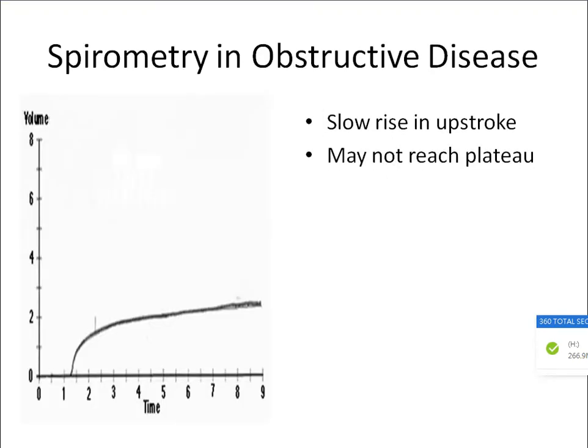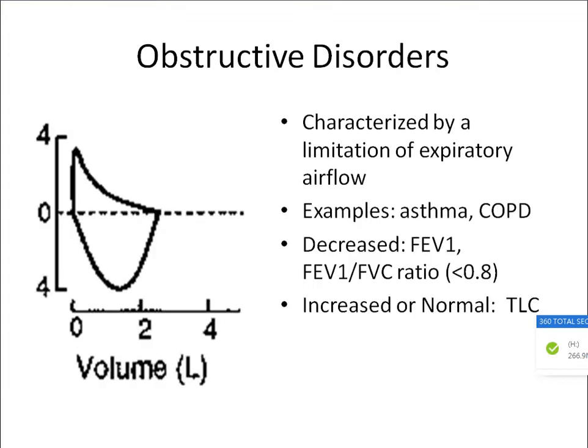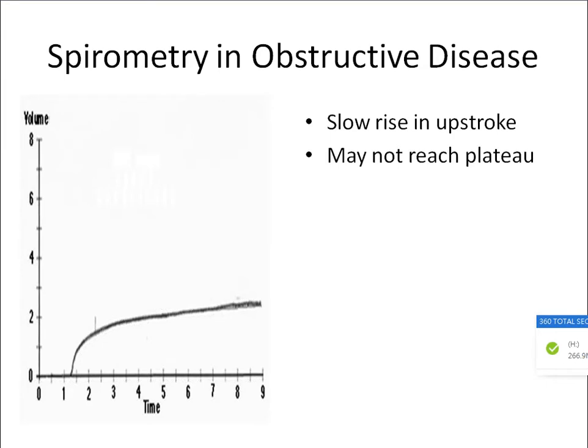Spirometry in obstructive diseases: there will be a slow rise in upstroke. The upstroke will be a slow rise and it may not reach plateau. The plateau will not be attained in obstructive diseases. This diagram is a graph plotted between volume and time.